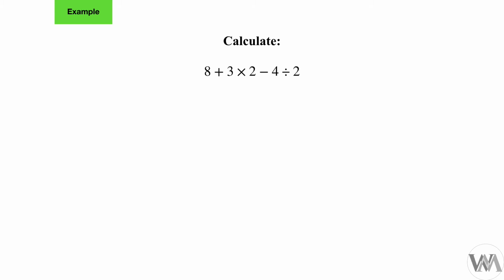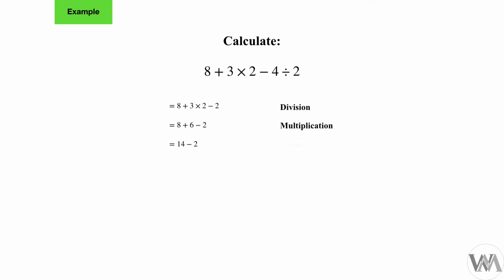Let's calculate 8 plus 3 multiplied by 2 minus 4 divided by 2. So this one is fairly easy and straightforward. The first step we are going to do is divide. So we're going to say 4 divided by 2 equals 2. Our next step will be multiplication. Here we are going to multiply 3 with 2, and we are going to get 6. So now we have 8 plus 6 minus 2.